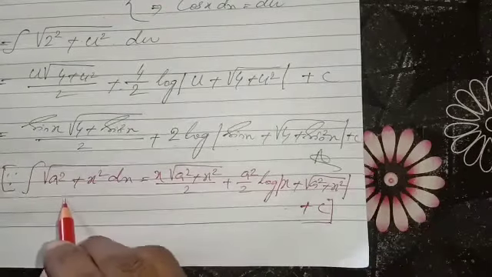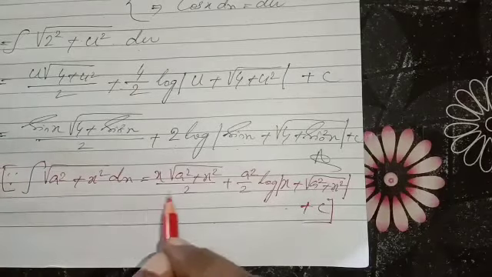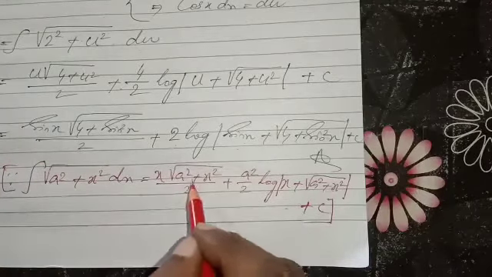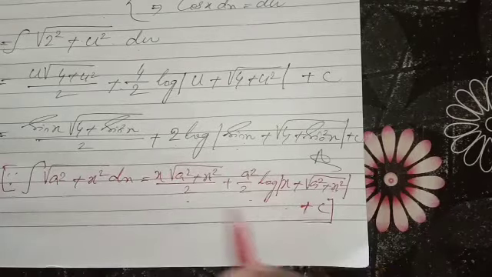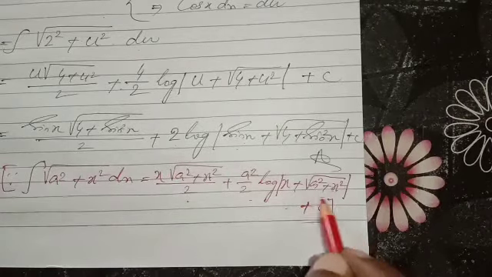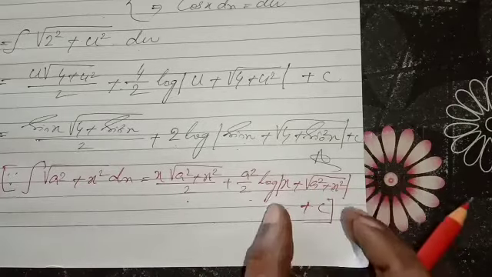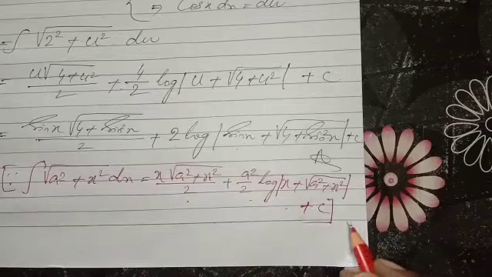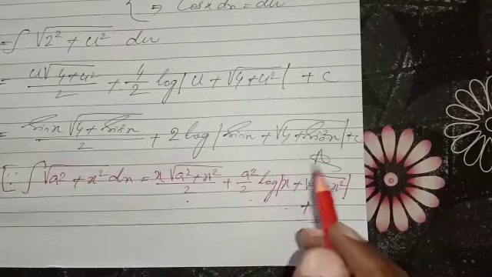If integration of square root of a square plus x square is given, you have to apply: equal to x times square root of a square plus x square by 2 plus a square by 2 log of x plus square root of a square plus x square, all inside the mod value, plus c. Using this formula, I have solved number 3 and number 4. Let us go to the next question, number 5.